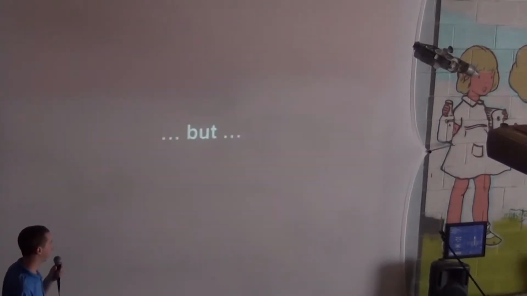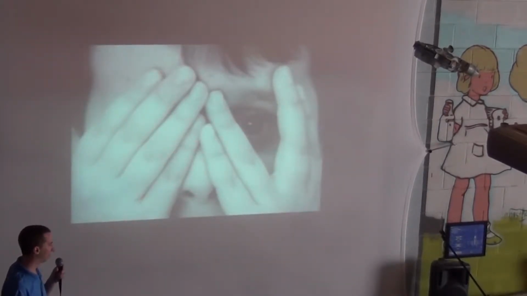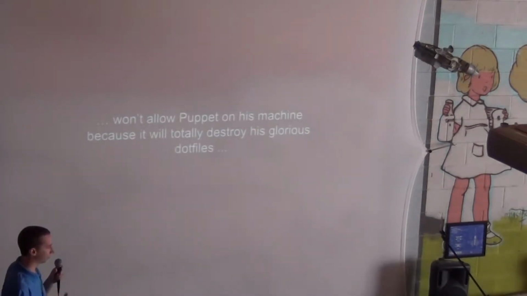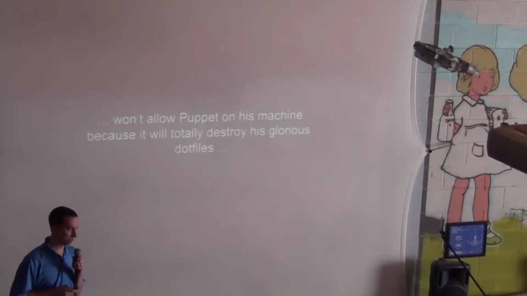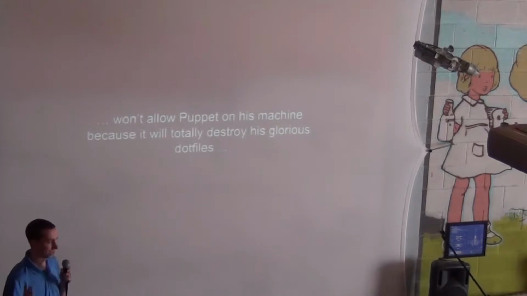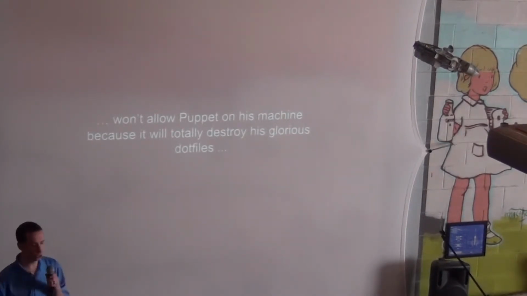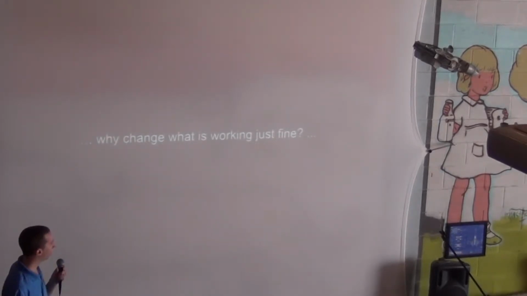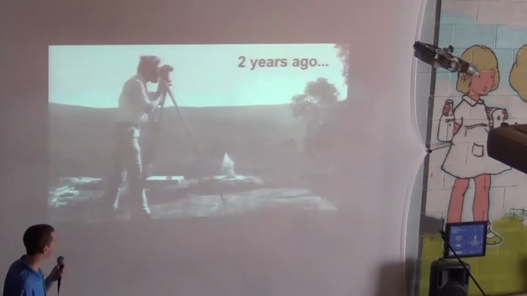he started hearing things from developers like this. Well, I'm not going to allow Puppet on my machine because it's going to destroy all my dot files. It doesn't make any sense if you know how Puppet works, but it goes to show that in an environment where people don't know exactly what an automation tool is, there's some fear there. And then we have people say, well, we have something that's working just fine, and I got my machine within a month, and so that's good enough, right?